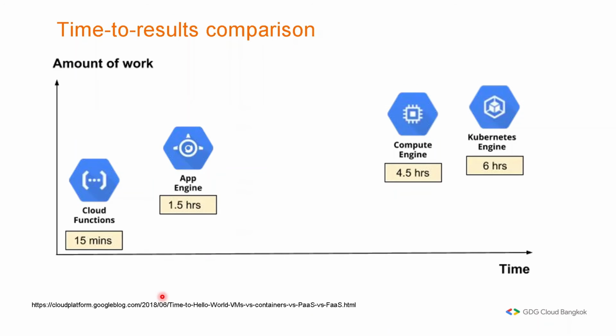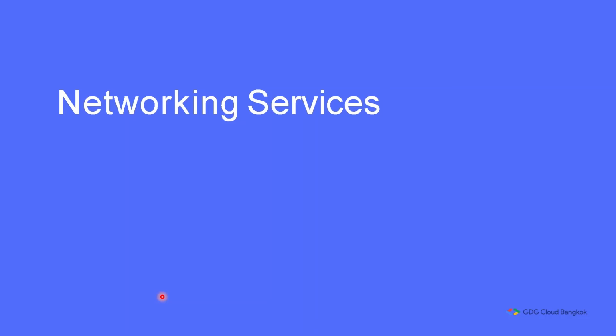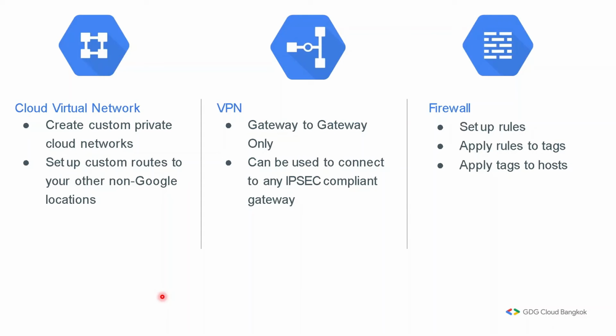Now time for results comparison. In networking services, we have Google Cloud Virtual Network, VPN and Firewall. In Cloud Virtual Network, we can create custom private cloud networks and we can set up custom routes to your other non-Google locations. And in VPN, we have gateway to gateway only, and it can be used to connect to any IPsec compliant gateway. And in firewalls, you have to set up the rules, apply rules to the tags, and you have to apply tags to the hosts.